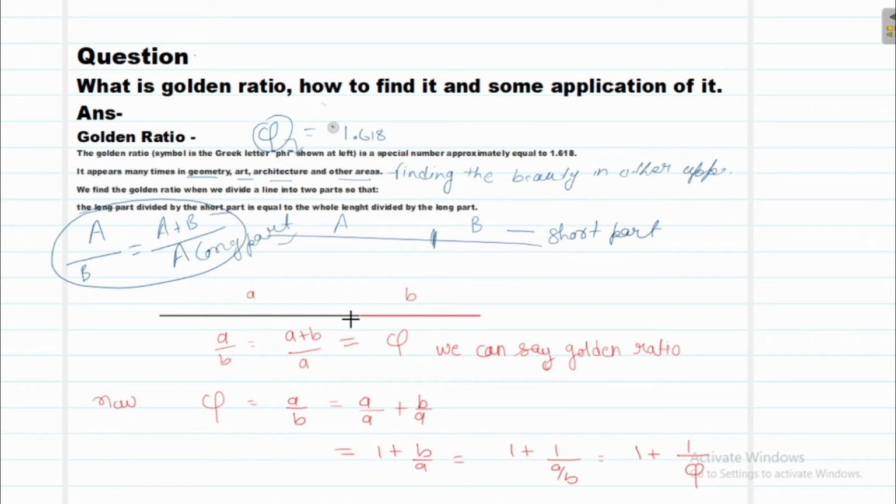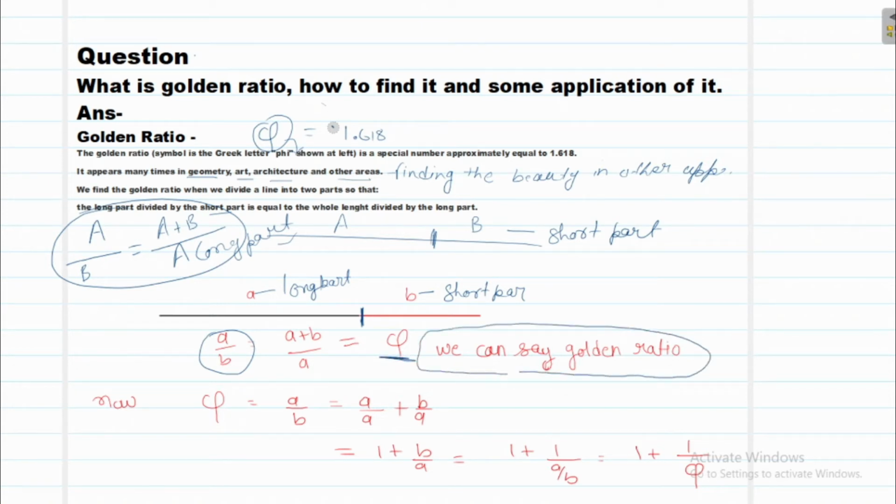Here is also an example: a line which is divided into two parts. This is the long part and this is the short part. Same as before, the long part divided by the short part is equal to the length of the line divided by the long part, which is equal to 5. So we say it is a golden ratio.